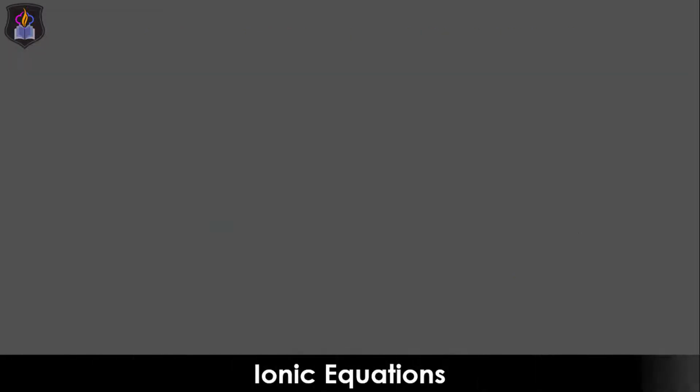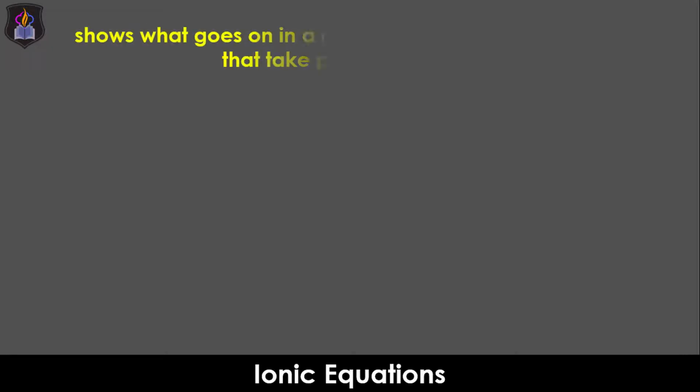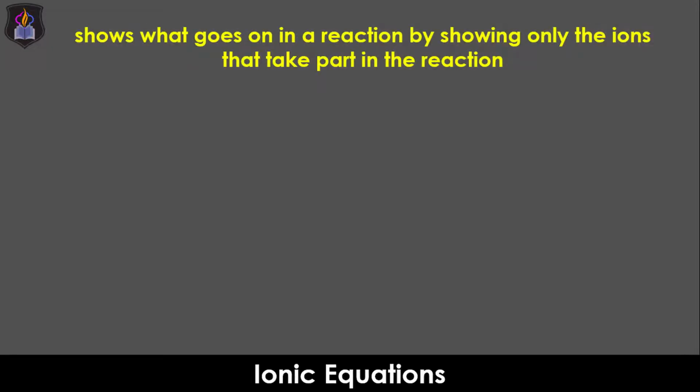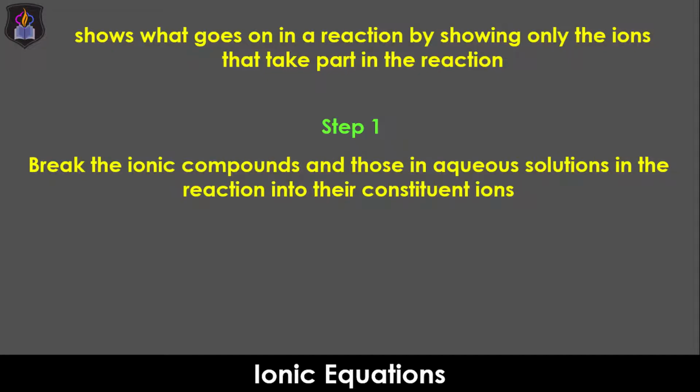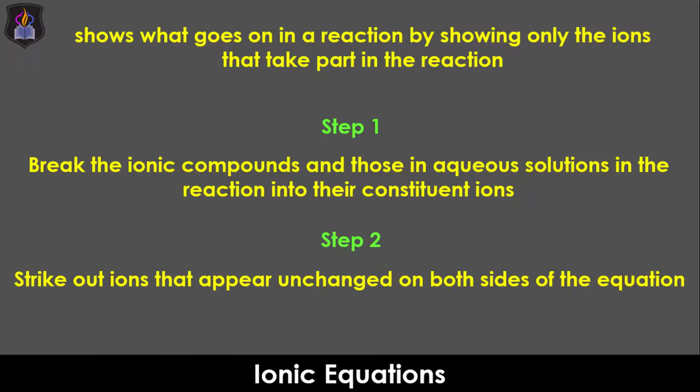We can represent these reactions as ionic equations. An ionic equation shows what goes on in a reaction by showing just the ions that partake in the reaction. To write ionic equations, first break all the ionic compounds and those in aqueous state into their respective ions. Then strike out any ions that appear unchanged on both sides of the equation. These struck out ions are present in the solution but do not partake in the reaction. Hence they are called spectator ions.